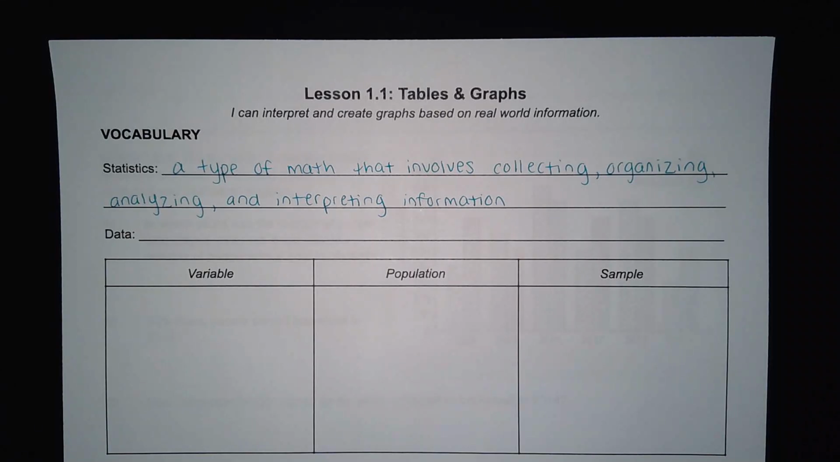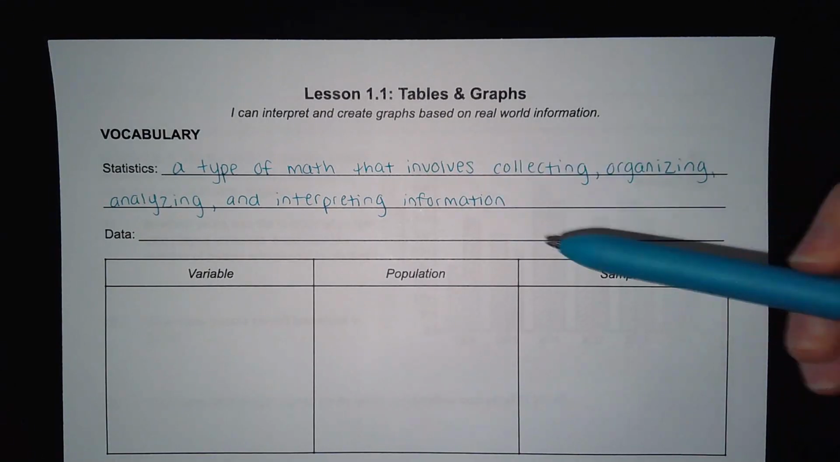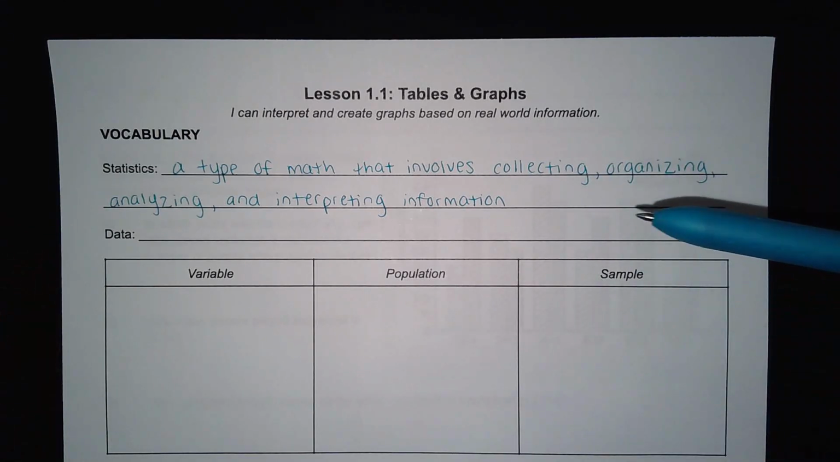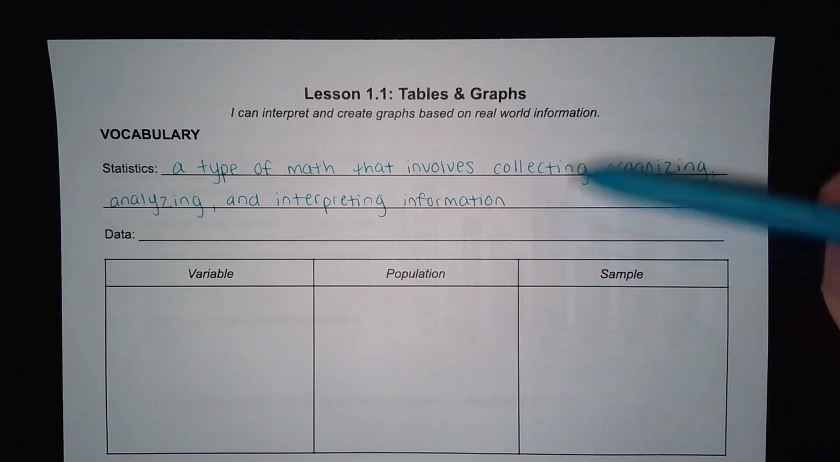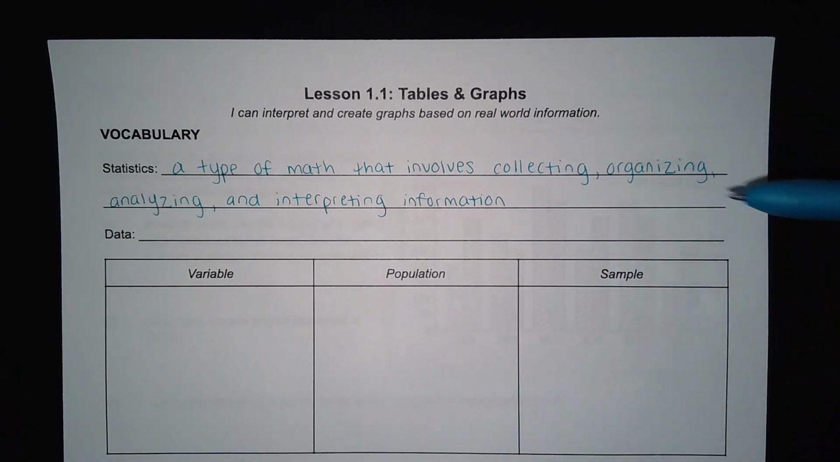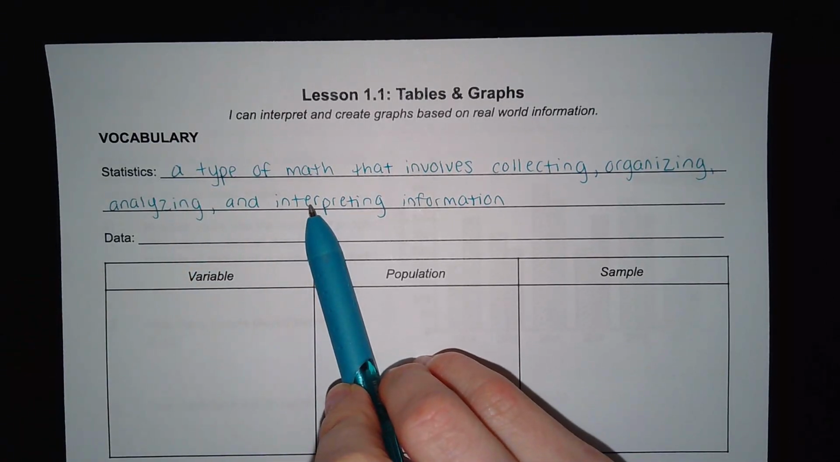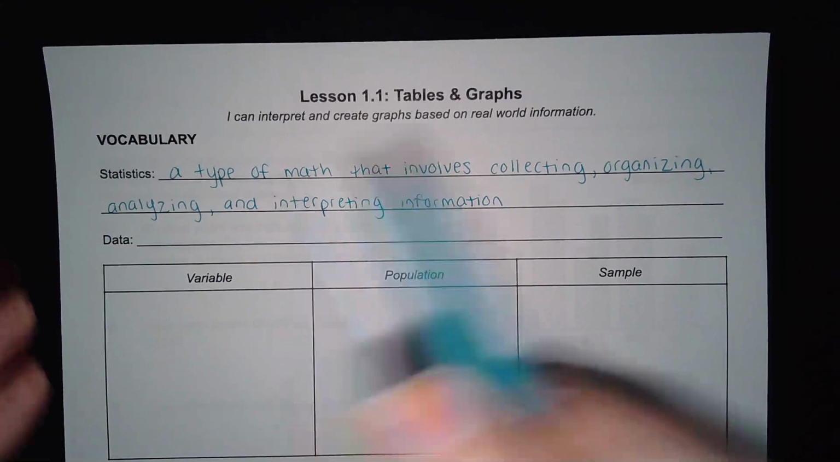Now, in this class, we won't spend too much time focusing on the collecting of information. If you were to take a college level statistics class, you might do some collection methods. We will spend a lot of time organizing our information. That's going to be through different tables or graphs, so being able to decide which graph might best represent our data. And then analyzing, interpreting. So then being able to look at a graph and decide, what is this graph telling us? What can we learn about this information or the things that we were studying?